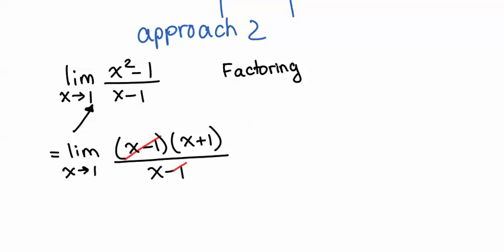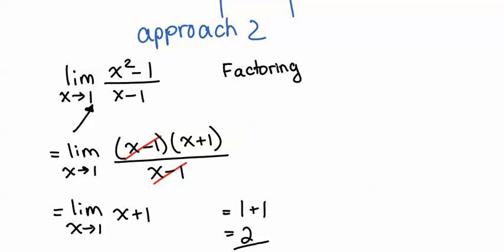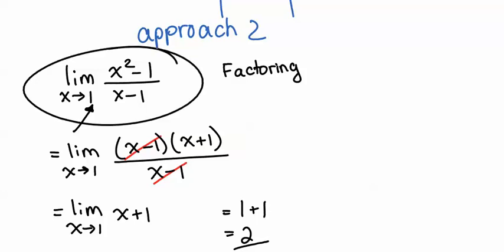And then I can actually cancel these out. So I'm left with just x plus 1. At this point, I can just use straight substitution. 1 plus 1 equals 2. So I just found that the limit as x approaches 1 for this function is 2 without having to use a table of values. So sometimes you have to manipulate the equation so that you're able to just sub in those values.